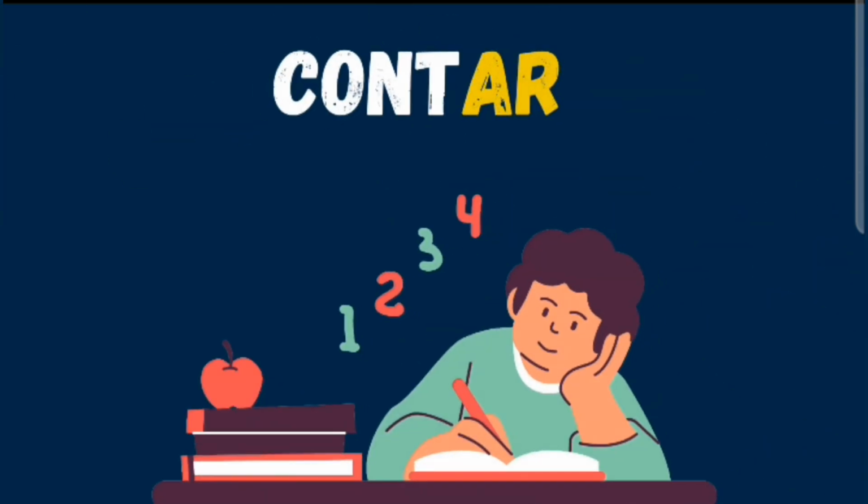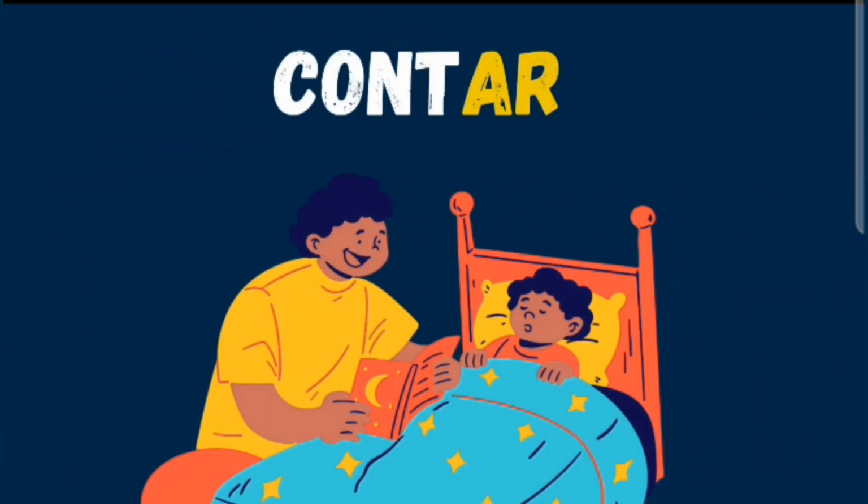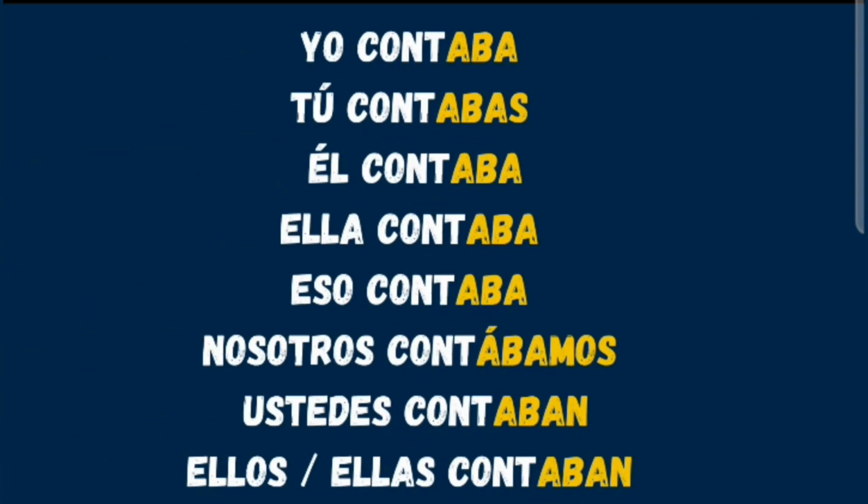Now we have this verb to tell or to count, okay? We say contar, if we're talking about counting numbers, okay? Or if we're talking about telling a story, okay? Contar una historia, telling a story, okay? So let's see how you have to conjugate this verb, contar, using the imperfect past.